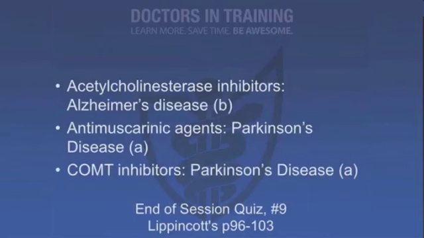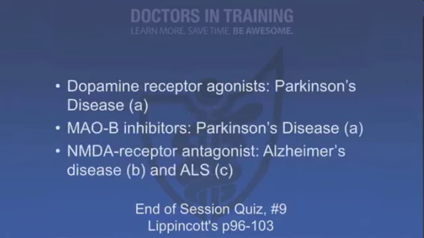Next, match the drug classes below with the disease they treat. So acetylcholinesterase inhibitors are going to treat B, Alzheimer's disease. Antimuscarinic agents, A, Parkinson's. COMT inhibitors, A, Parkinson's. Dopamine receptor agonists, again Parkinson's. MAO-B inhibitors, Parkinson's. And then the NMDA receptor antagonists, that's going to be Alzheimer's disease and ALS.